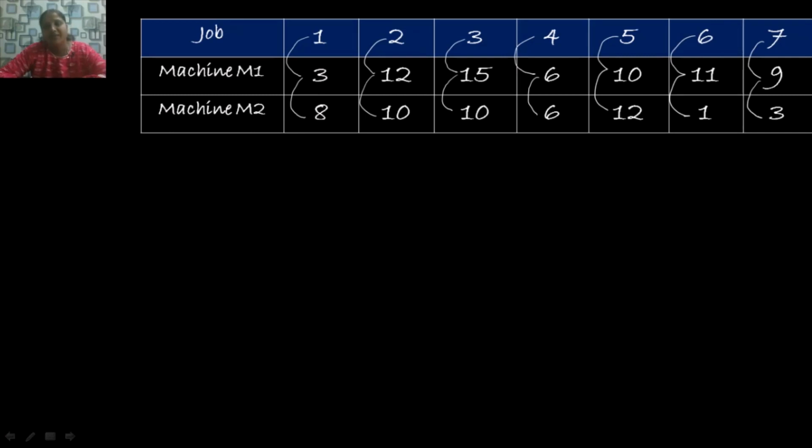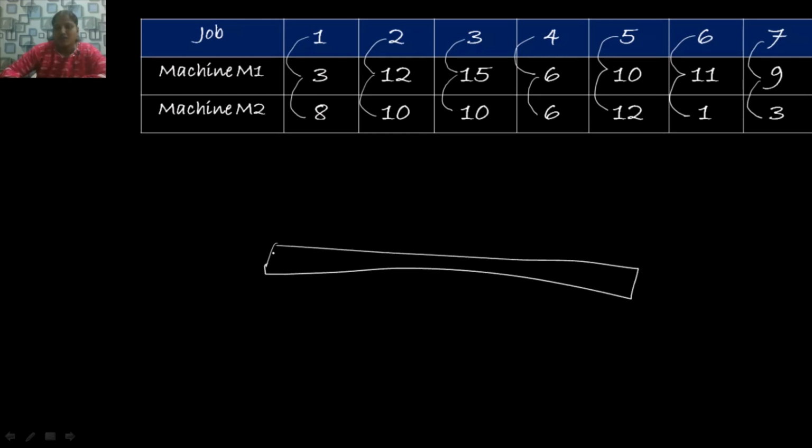Now we are going to find an optimal sequence. An optimal sequence is represented as a number of cells in a row. Here we have 7 jobs, so we have 7 cells: 1, 2, 3, 4, 5, 6, 7. We are going to use Johnson's algorithm.